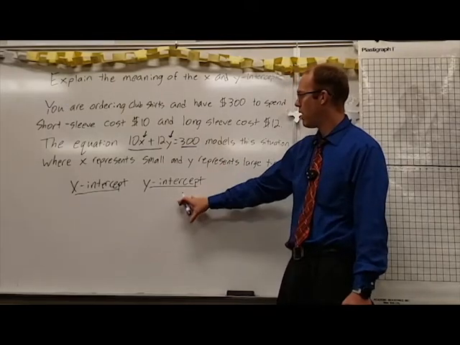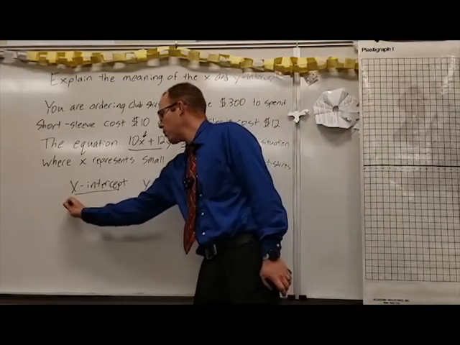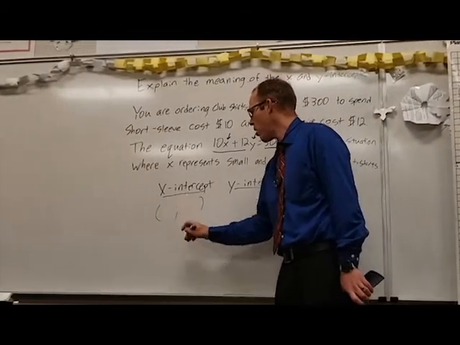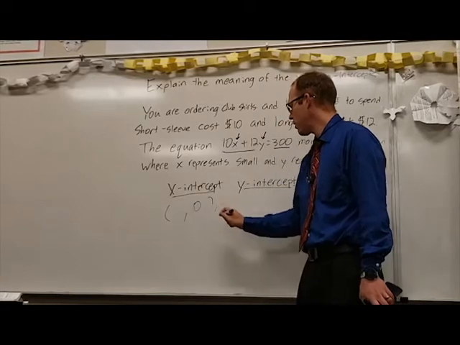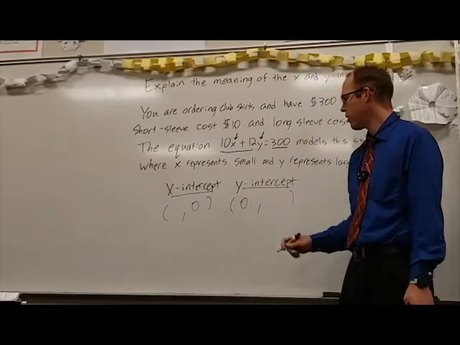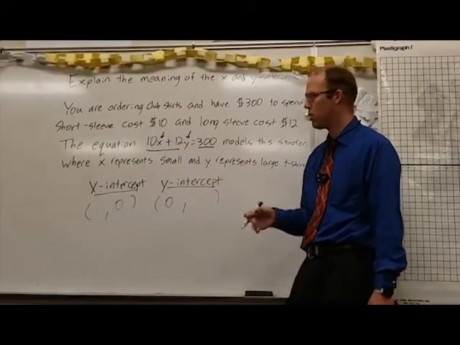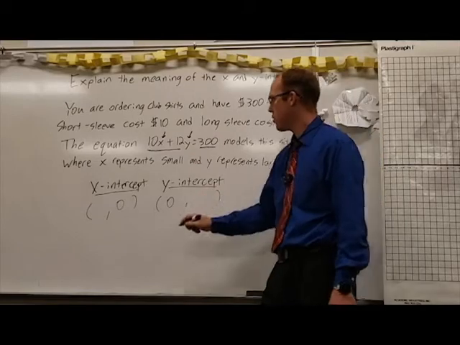All right, so let's find the x-intercepts and y-intercepts and figure out what they mean. From our last lesson, we learned that our x-intercept always has a y value of 0, and our y-intercept always has an x value of 0. We're going to use those to figure out the missing values, and then we'll be able to interpret it. So let's take this equation.